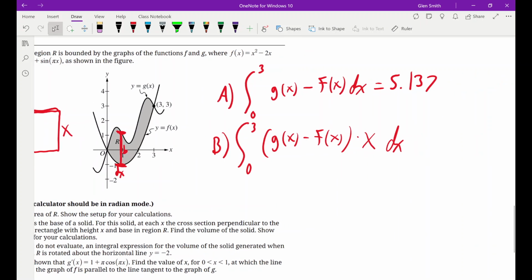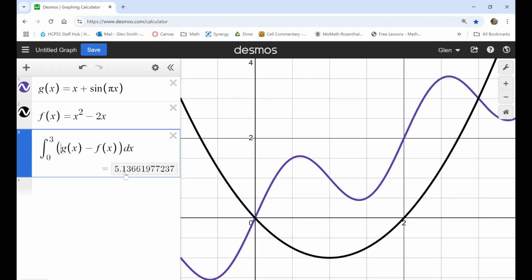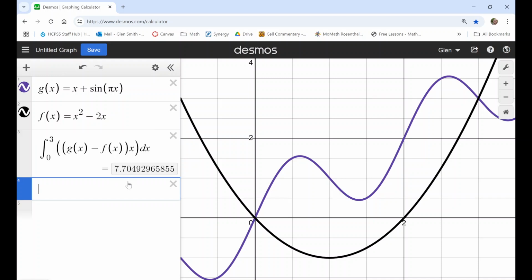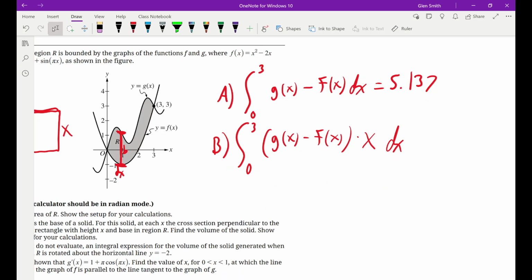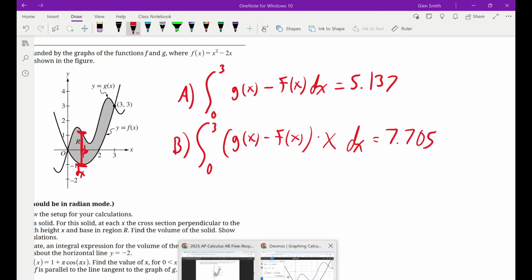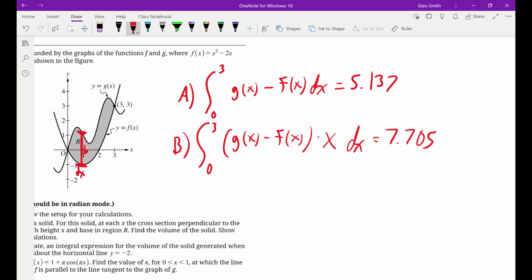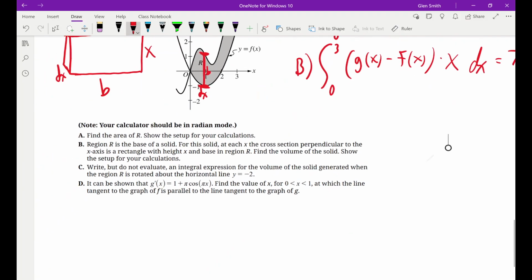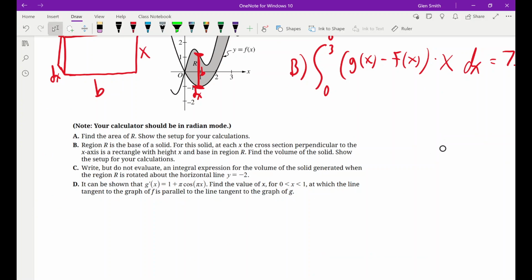And that's it. So let's hop back over to Desmos, which is here. And I can really just add an x in here. Is it going to like that? I'm not sure. I'm going to put parentheses around just in case. I think it was fine. Yep, 7.705 is what I hope you told the AP folk. 7.705. Is that what I just got? 7.705, yes.